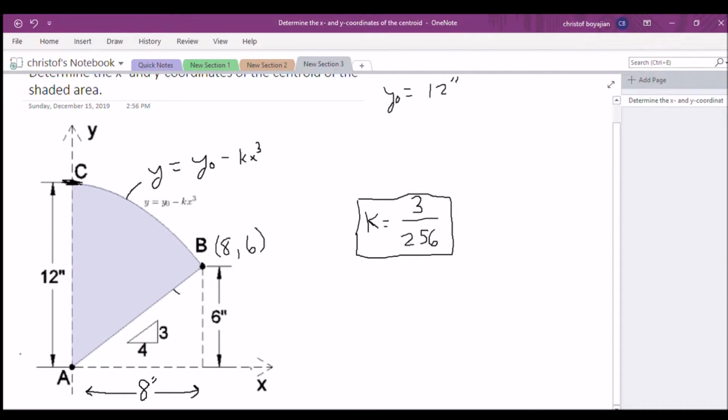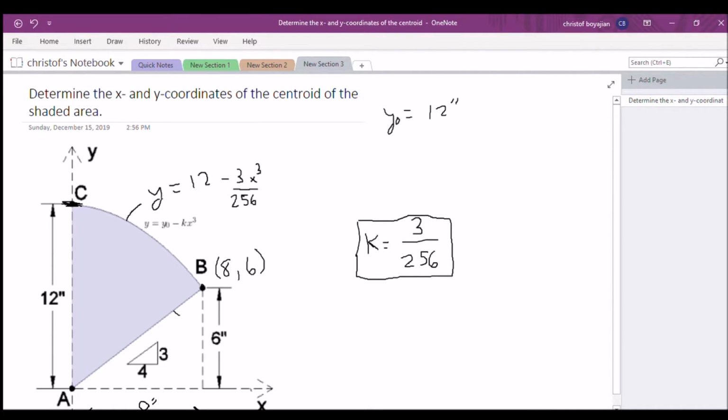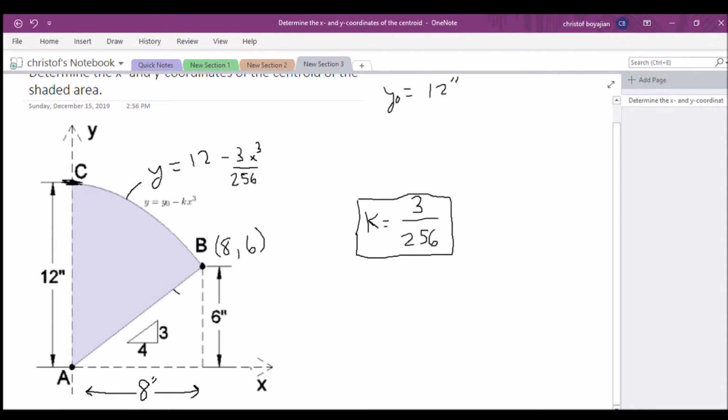So we'll see some things being canceled out here. Okay, great. Now we've gotten this equation. So let's go ahead and actually put in our known variables now. We know that y naught is 12, and we also know that k is 3 over 256. All right, so that's our y equation, and I'll call this y2 because we're going to have another equation here, and I'll call that y1.